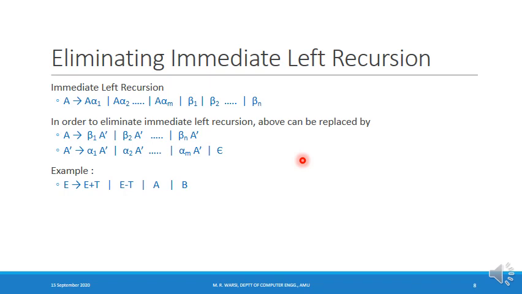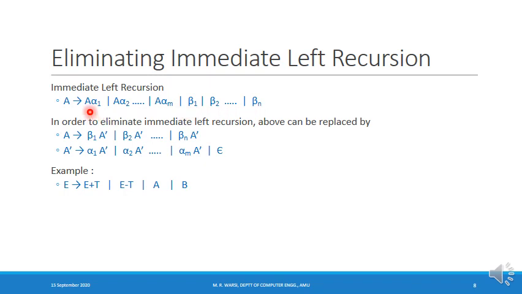In the previous example, we had a single alpha and a single beta. Now let us consider the example where I have more than one alpha and more than one beta. So I have immediate left recursion like this. From capital A, I have productions A alpha 1, A alpha 2, and so on up to A alpha m. So I have more than one alpha, alpha 1, alpha 2, and so on. Similarly, I have more than one beta, so beta 1, beta 2, and so on up to beta n.